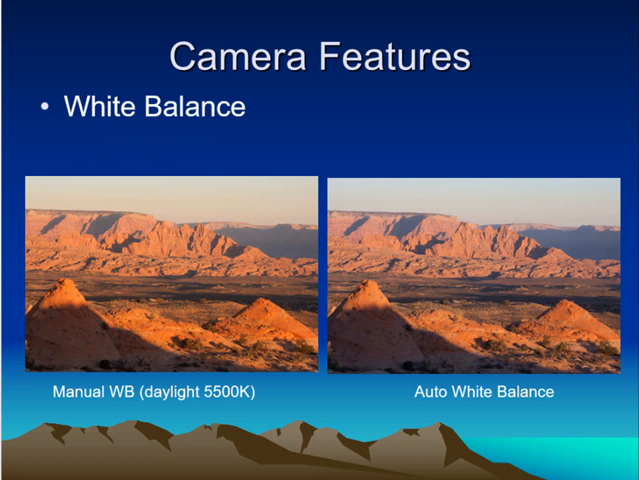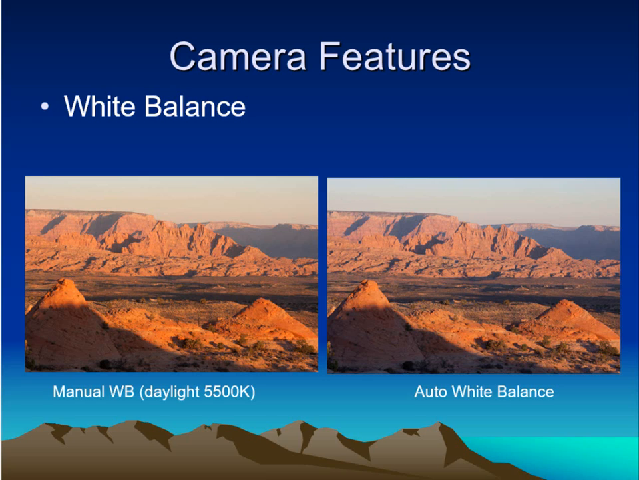Now, one of the things about outdoor and nature photography, which is why we're here today, is you want to use the proper white balance. And so here is an example of manual white balance, 5500K, and auto white balance, which I didn't record what the camera chose for auto white balance. But you notice, this is at sunrise, that the picture on the left is warmer in color.